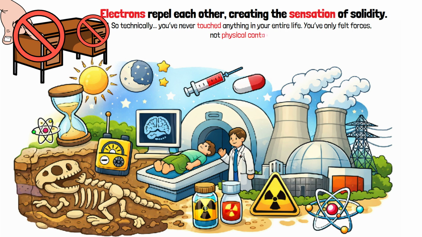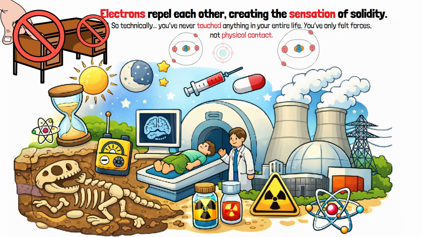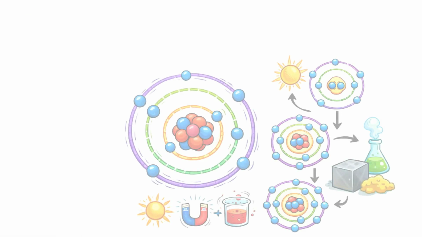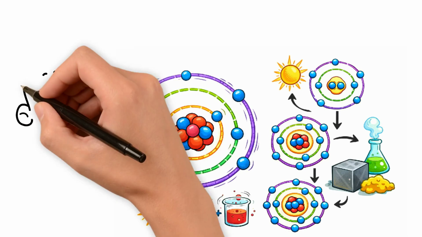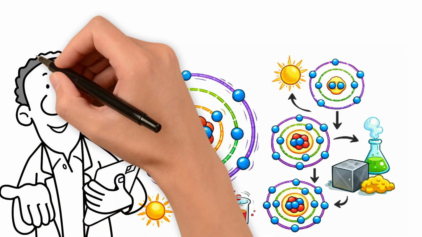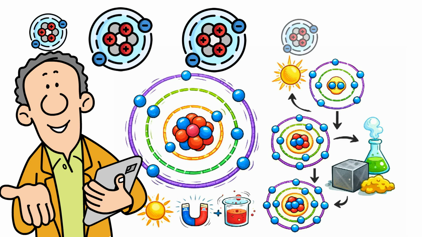And now that you know atoms are mostly empty space, electrons control almost everything, and isotopes are the hidden versions, there's one big question left. How do electrons arrange themselves around the nucleus? And why does that arrangement change everything about an element? That's exactly what we uncover in the next video. And trust me, once you see how electrons organize themselves, the entire world of chemistry starts making sense.